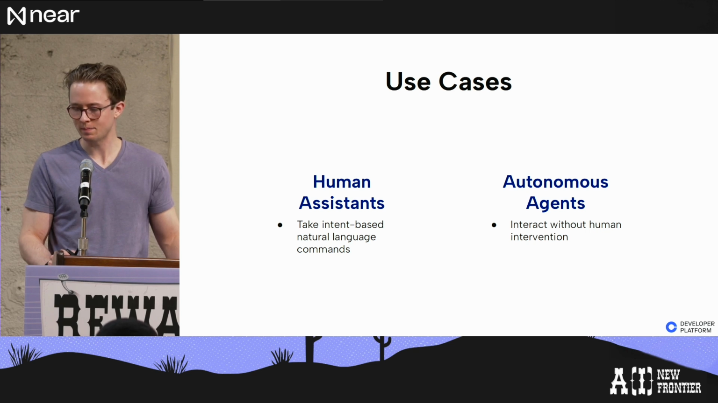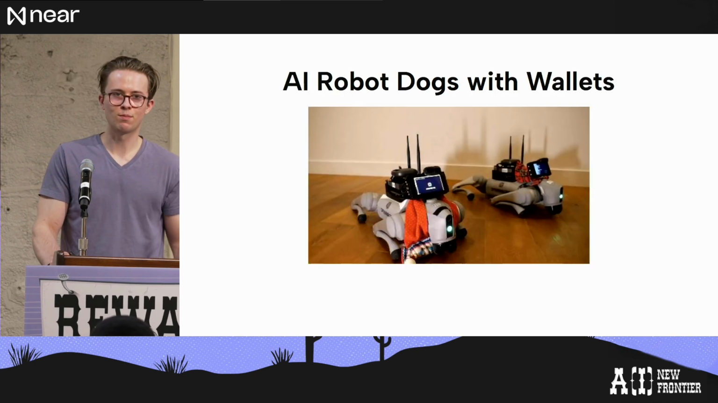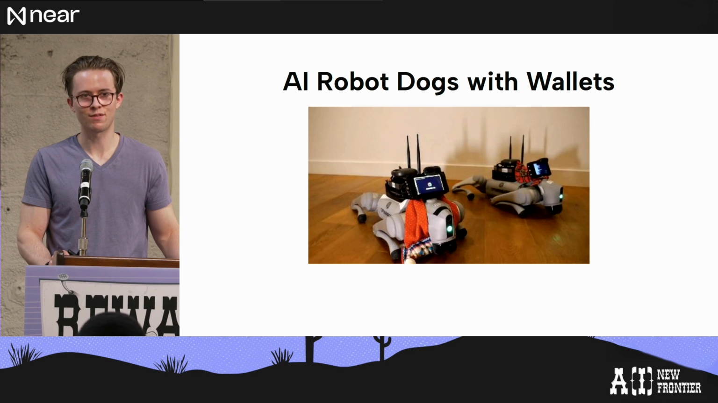So, one small aside here also, the best use case for AI is AI robot dogs with crypto wallets.